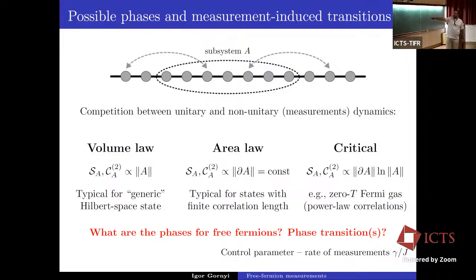Or it can be critical, it can have some logarithms. So this area law is typical for states with finite correlation lengths, gapped states, and critical scaling is typical for gapless states. For example, at zero temperature, the ground state of a Fermi gas is characterized by this behavior because there are some power law correlations in a Fermi gas. This is the standard result for conformal field theories. So the question is, what are the phases for free fermions and are there phase transitions between those phases?